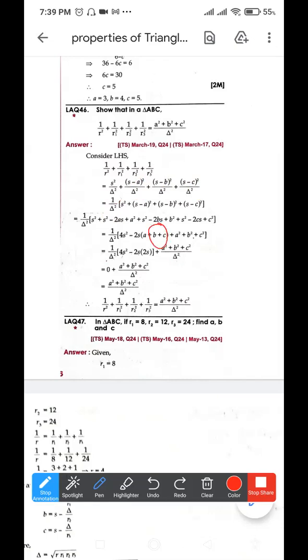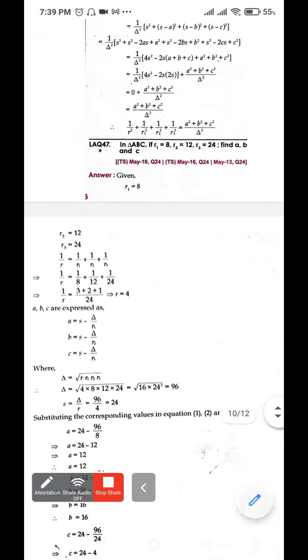Okay, A plus B plus C is nothing but 2S. And A square plus B square plus C square will remain same. 4S square minus 4S square will be 0. So this part will be 0, because 4S square minus 4S square is 0. Okay. Then A square plus B square plus C square by delta square is your final answer.